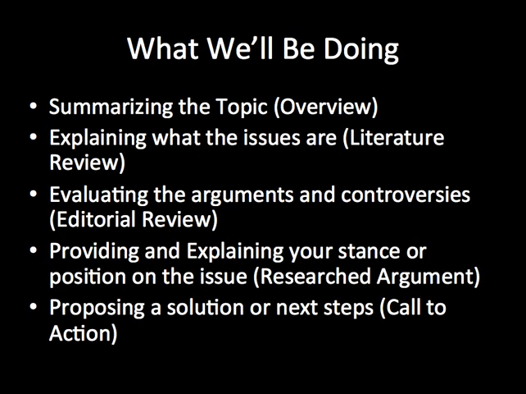So, in our paper, we need to think about the big picture. First, you're summarizing your topic by providing an overview. This is pretty important. You're giving background information and showing us where you fit in this broader issue. You need to explain what the issues are, what the research is. So what are people saying? That's a literature review, followed by an evaluation of some arguments and controversies. We're going to look at an editorial review where you look at a pro and con, opposing sides of a particular aspect of your topic. And you're going to show us not only what the arguments are, but how good they are.